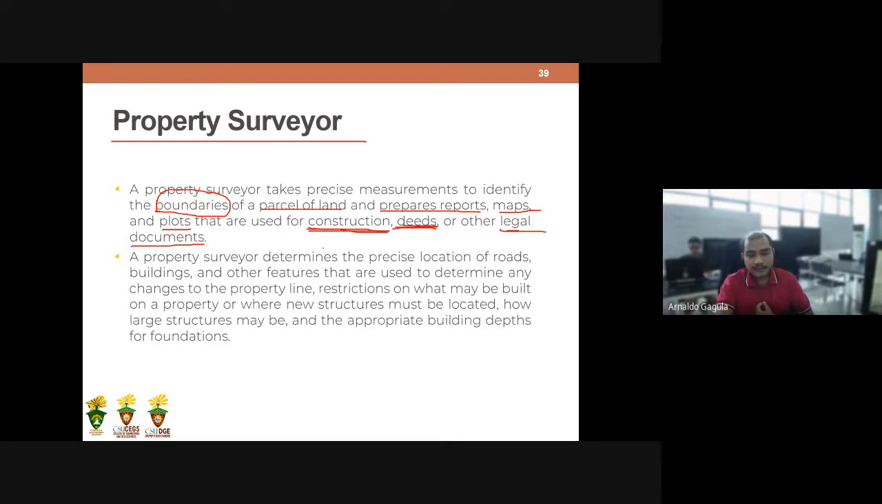The property surveyor determines the precise location of roads, buildings, and other features that are used to determine many changes of the property line. Restrictions on what may be built on the property or where new structures must be located, how large the structures may be, and the appropriate building depths or foundations. So, morning role no, ni property surveyor. Precise location of the different features in the earth.